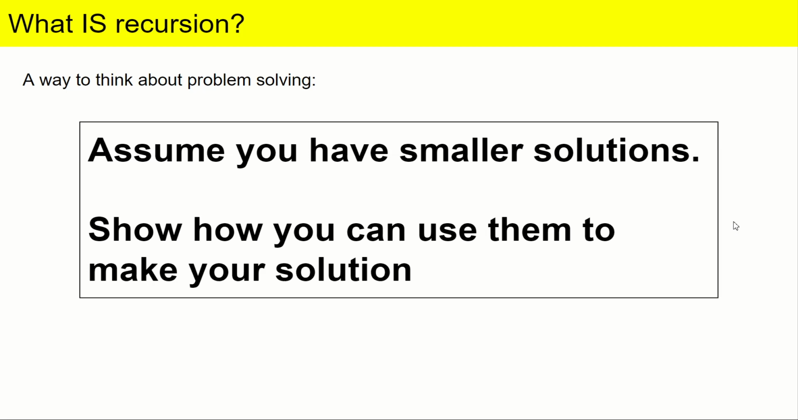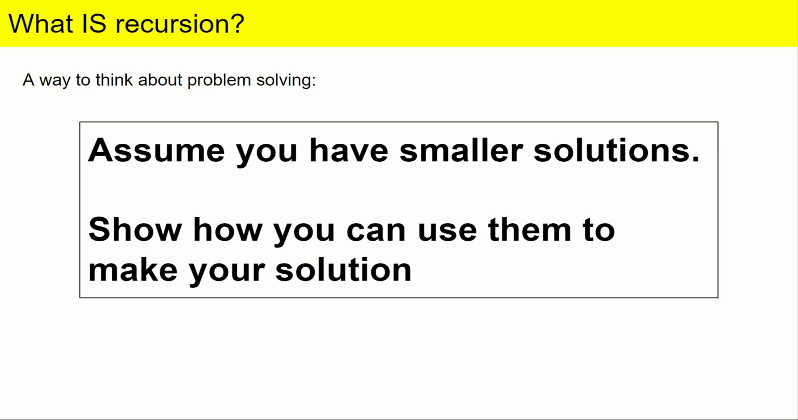This is the type of thinking that you're about to practice for the next about week. Instead of thinking about problem solving as like what's the first step, what's the second step, what's the third step, you're not trying to think about steps that will lead you to the answer. Instead, you're trying to think about it this way. Assume that you could magically get solutions to smaller versions of the same problem. How would you use those solutions to make the solution to the problem you're actually trying to solve?